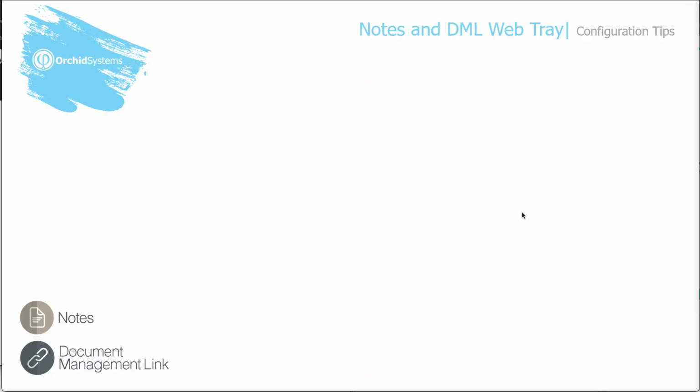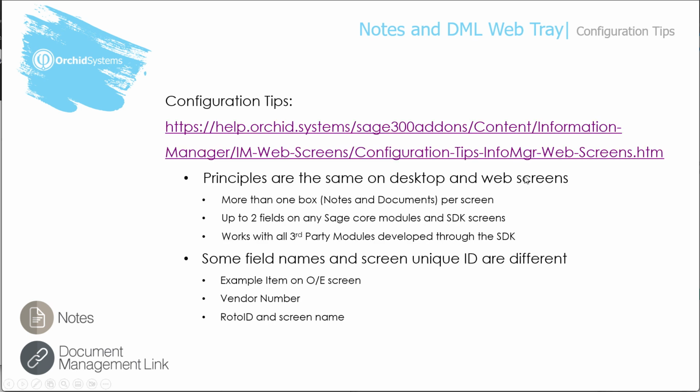Let's now look at the second part of the configuration, which is to configure Notes and Document Management Link for the tray. They're the same principles on the desktop and the web screen, so if you're familiar with setting up Document Management Link and Notes, it will be easy to set them up for the web screens as well. You can have multiple boxes, either multiple documents, multiple notes, a combination of both per screen, and you can use up to 2 fields on any Sage 300 core modules and SDK screens.